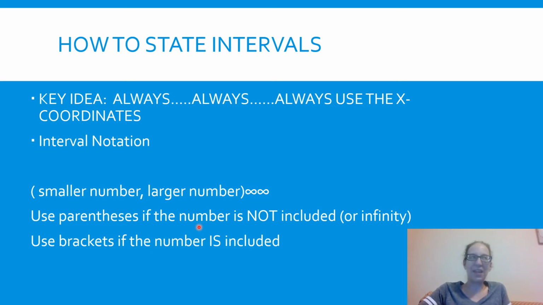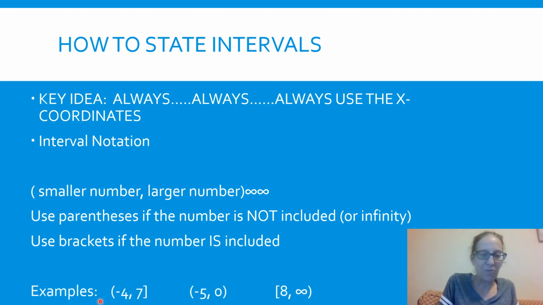Now, I think it might be better to show you an example. So I've got three examples that I'm going to show you right here. The first one has -4 to 7, and you'll notice that we have a parenthesis on one side and a bracket on the other side. I'm going to show you what that means.